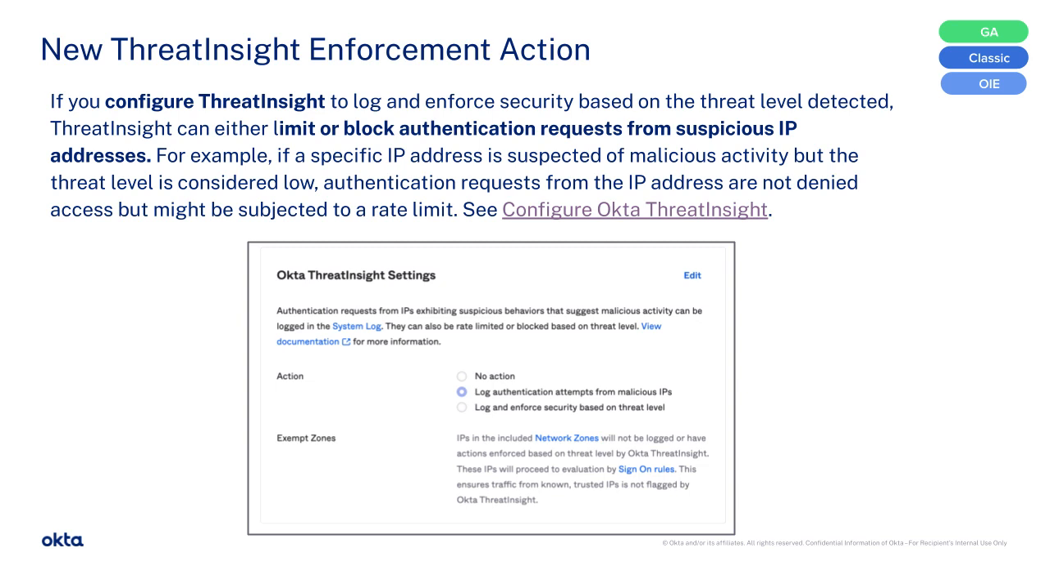Important. New ThreatInsight enforcement action. Configure ThreatInsight to log and enforce security based on the threat level detected. This helps to limit or block authentication requests from suspicious IP addresses. How does this work? For example, if an IP address is suspected of malicious activity but the threat level is low, authentication requests from the IP address are not denied access. See Configure Okta ThreatInsight to enable and use the features.